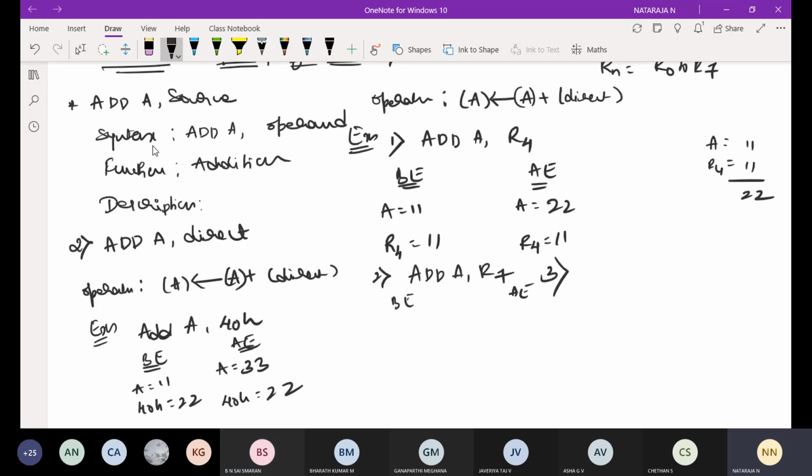Third one, ADD A, @Ri. Try this instruction. The content of accumulator and Ri will be added and stored in the accumulator.